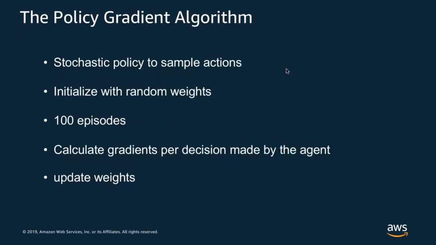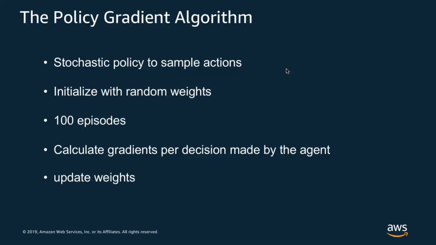In terms of the algorithm itself, there are a few algorithms that we can use to learn the strategy that can help the pole to be balanced on the cart. But we are going to talk about a very simple algorithm called the policy gradient algorithm. What this algorithm does is it maintains a stochastic policy which is used to sample the actions.